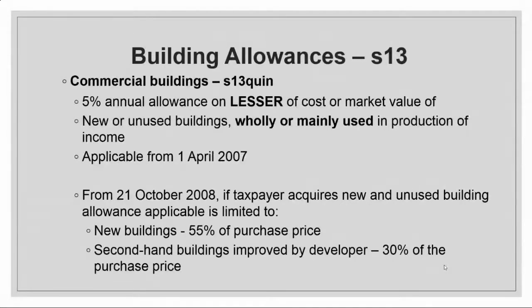Now, similarly, if you acquired a new building, so you created a new building, 55% of the price will be used. So that means you take the purchase value multiplied with 55%, and then you only apply the 5%. Whereas if it's a second-hand building, I will apply 30% instead of the 55%. So in the question we're going to look at today, we are going to look at this concept so that you can see how you need to apply this information. Okay, and this is only applicable in commercial buildings.